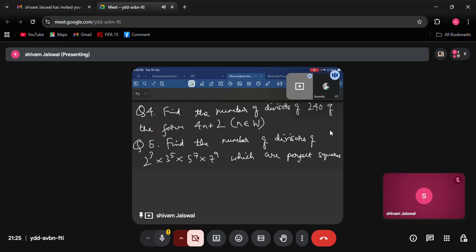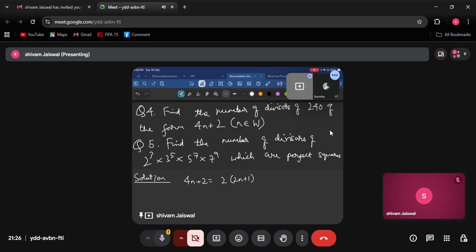Okay, so everyone pay attention. Number 4. We need to find out the number of divisors of 240 of this form. First of all, let us identify what form it is. 4n plus 2 is equal to 2 into 2n plus 1. What does it signify? Tell me.